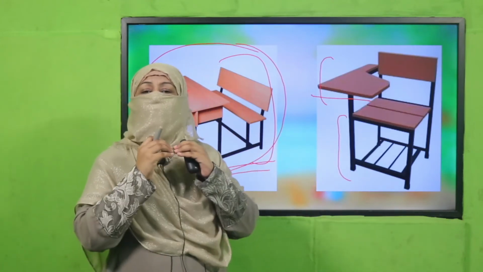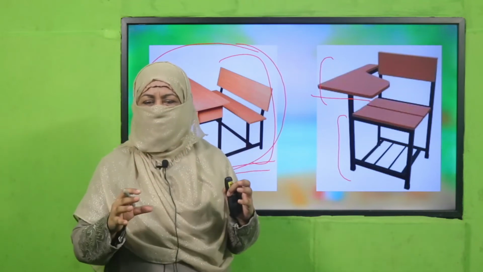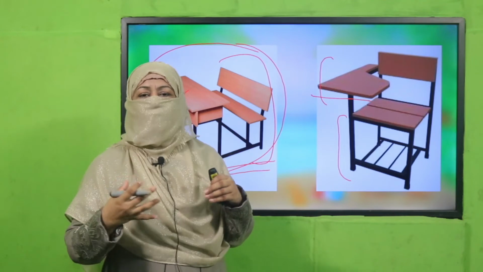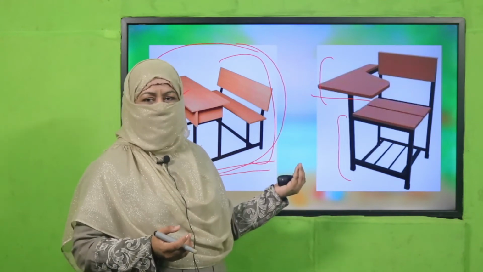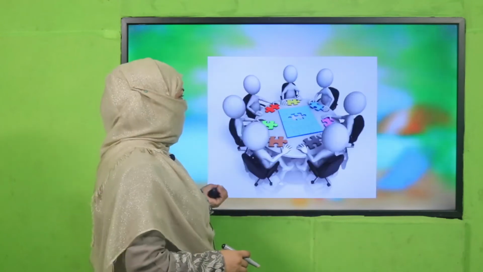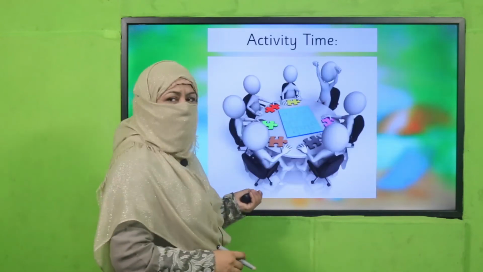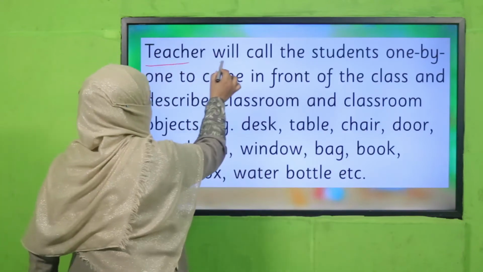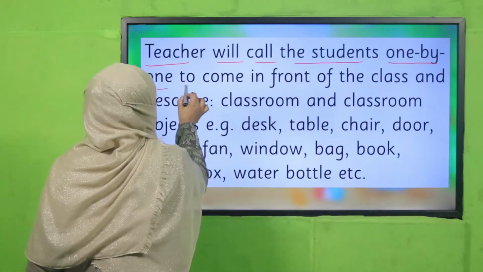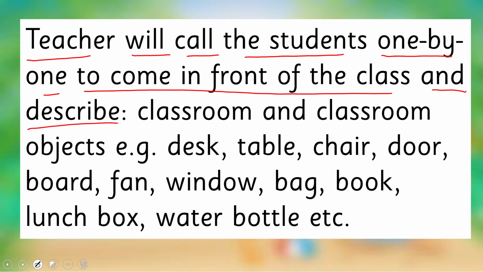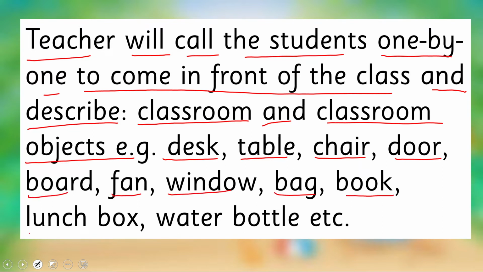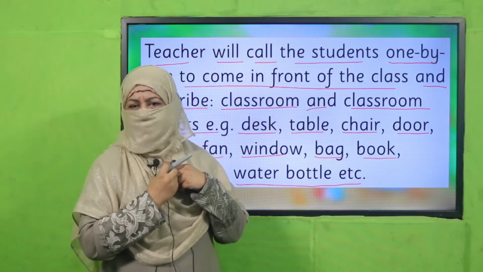This is how you describe an object in your surrounding, and whatever you can tell about that, you can tell by using adjectives, right? Are you clear with the concept? Okay, so let's practice it through an activity. Your teacher will call the students one by one to come in front of the class and describe maybe a classroom and classroom objects like desk, table, chair, door, board, fan, window, bag, book, lunch box, water bottle, etc. Your teacher will take an object and will tell you to describe it.